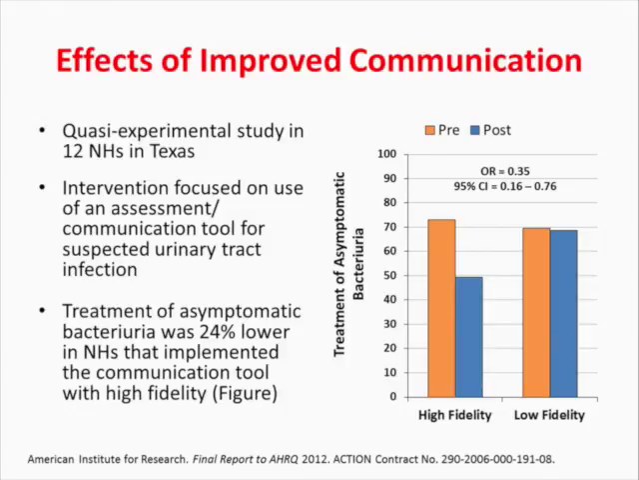And what they found was that nursing homes that implemented the communication form and process with high levels of fidelity were able to reduce their antibiotic use by 24% compared to nursing homes that either never implemented the form or implemented it with low fidelity, again showing that simply improving communication can have a major impact on antibiotic decisions in nursing homes.